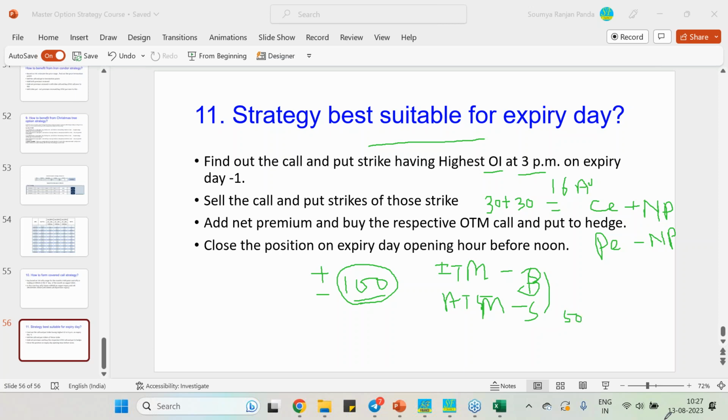The last half an hour's weighted average will be taken for settlement. So what will happen? The ATM will become dust. Whatever 10-12 rupees value is there will be dust, and the ITM will gain from that. So you can make 10 to 15 points easily.